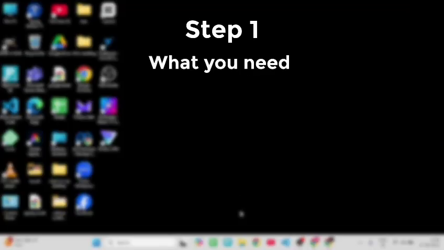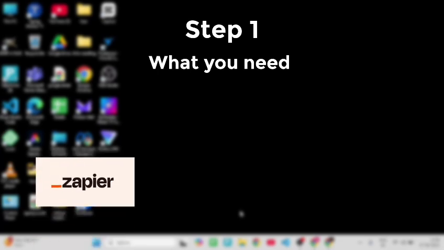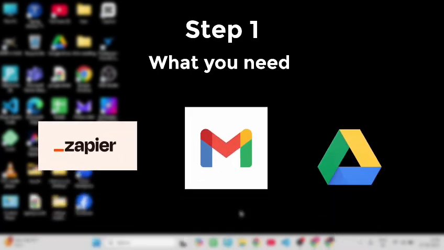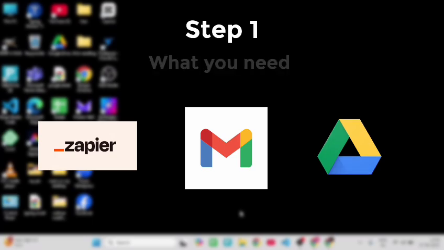Step 1. What you need. You need 3 things: a Zapier account, a Gmail account, and access to Google Drive. Make sure you are logged in to all accounts.